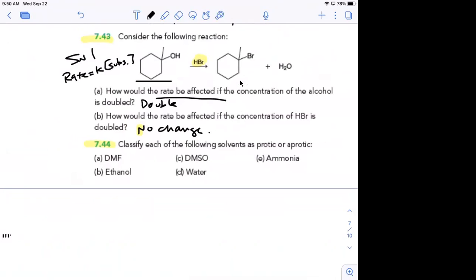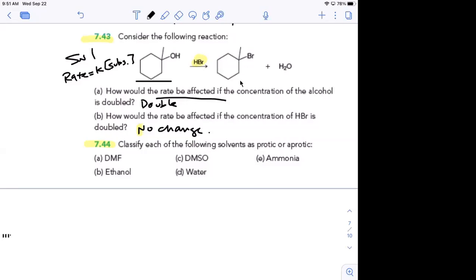So the fact that HBr doesn't affect the rate means that I can triple it, quadruple it, quintuple it, it doesn't matter, it will not change the outcome, because the rate determining step happens when the OH is converted into a leaving group and it leaves spontaneously, right? That's the only thing that affects the rate, the loss of the leaving group. Good, I think it's clicking.